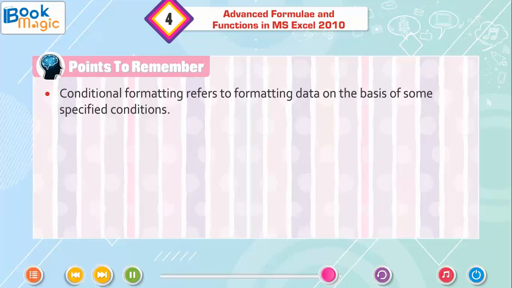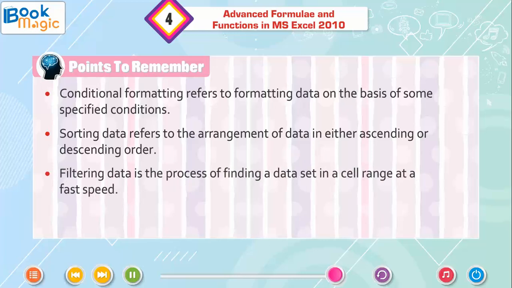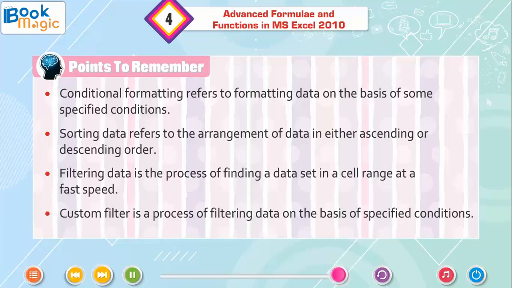Conditional formatting refers to formatting data on the basis of some specified conditions. Sorting data refers to the arrangement of data in either ascending or descending order. Filtering data is the process of finding a data set in a cell range at a fast speed. Custom filter is a process of filtering data on the basis of specified conditions.